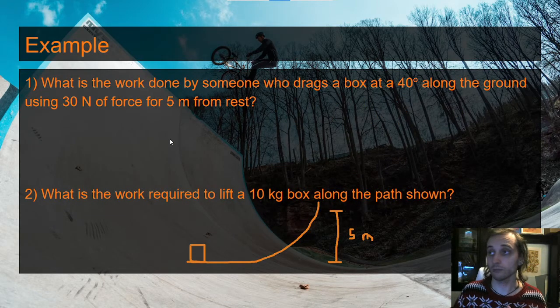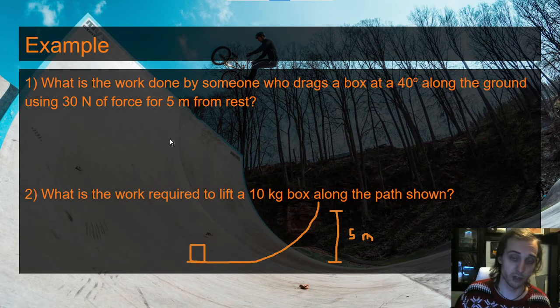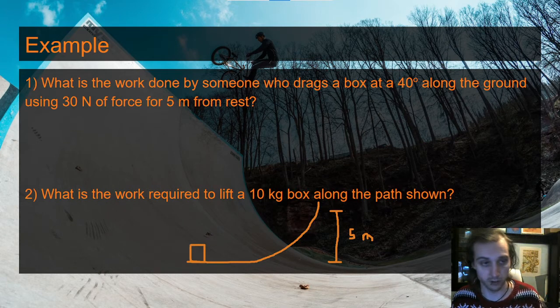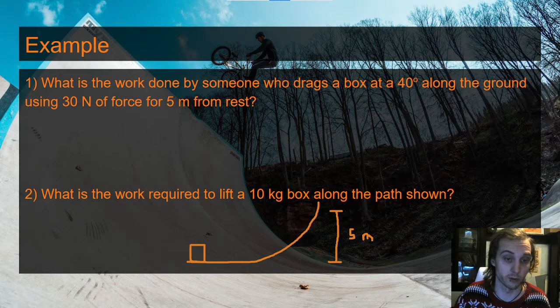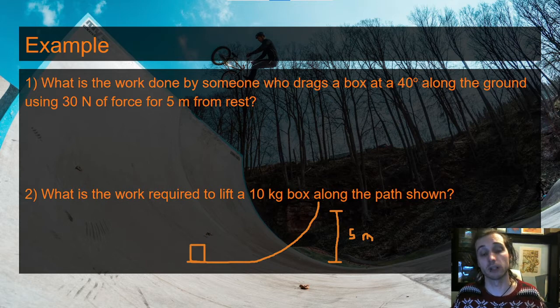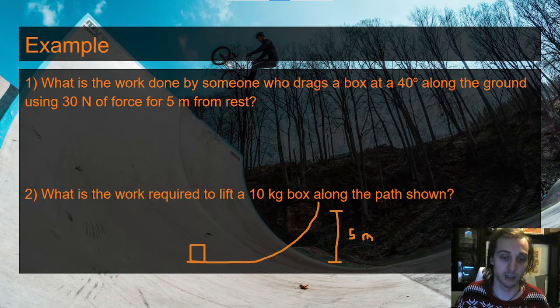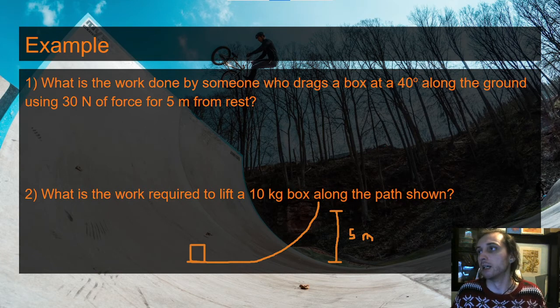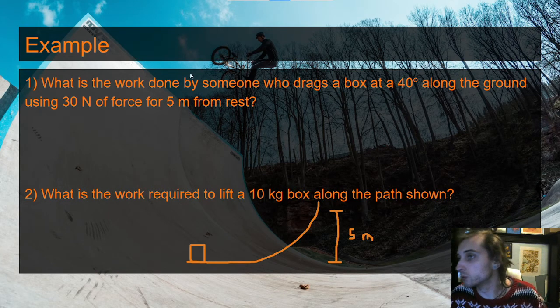All right, so our two problems are, we've got a person who drags a box 40 degrees along the ground using 30 newtons of force for 5 meters from rest. And then our second problem is, what is the work that is required to lift a 10 kilogram box along the path shown? At a constant velocity is something that's actually pretty relevant to that last one.